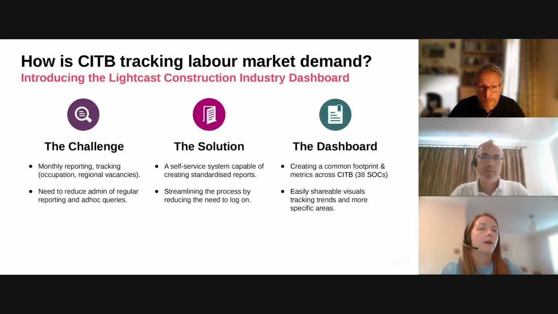So prior to having the dashboard, we were creating numerous monthly reports to track job listings for the UK, but then also separately for the different regions and nations. This could be quite time consuming, and we would also receive requests from our engagement colleagues on top of this, who were often interested in only one region or may have had an interest in a certain trade or occupation.